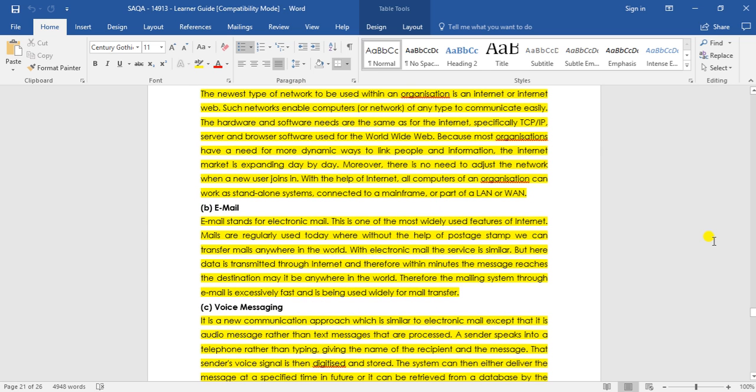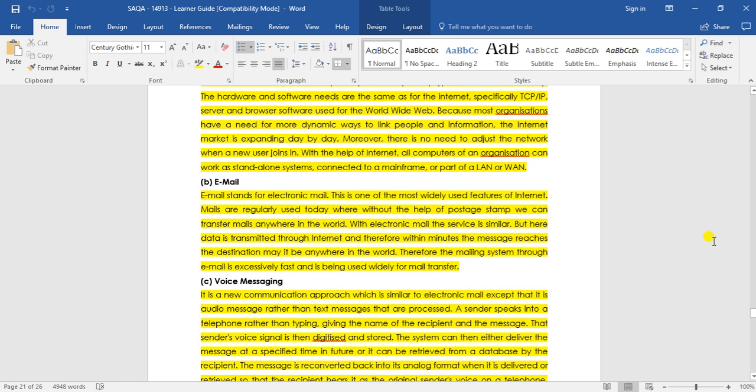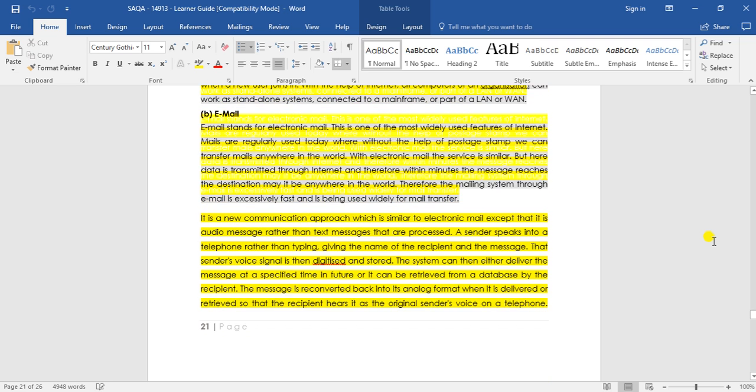B, we've got email. Email stands for electronic mail. This is one of the most widely used features of the internet. Mail is regularly used today, where without the help of a postage stamp, we can transfer mail anywhere in the world. With electronic mail, the service is similar, but here data is transmitted through the internet, and therefore within minutes the message reaches the destination, may it be anywhere in the world. Therefore, the mail system through email is excessively fast and is being used widely for mail transfer.